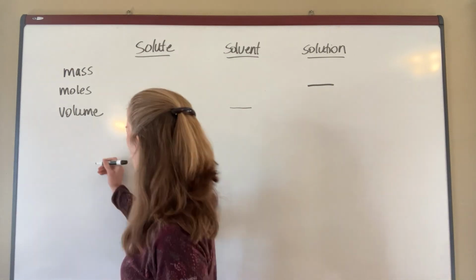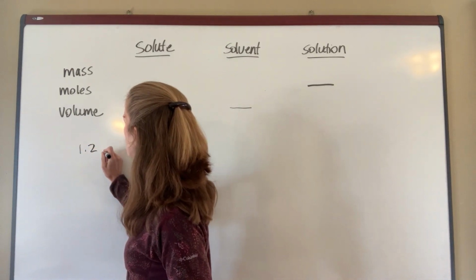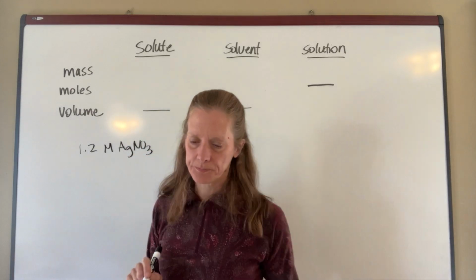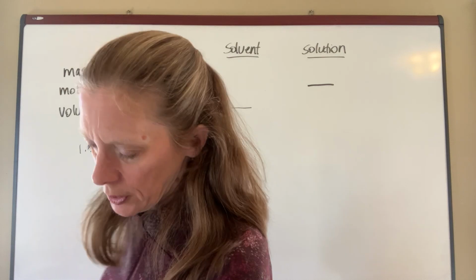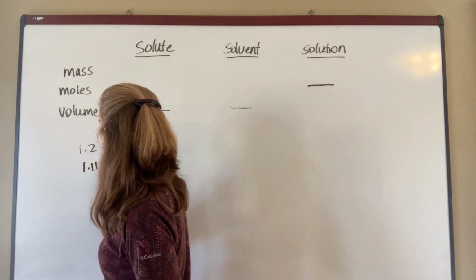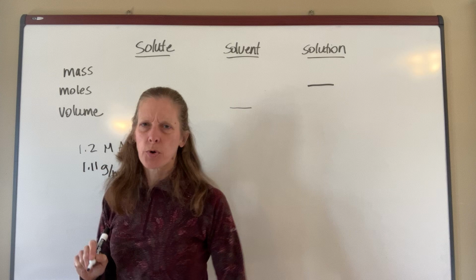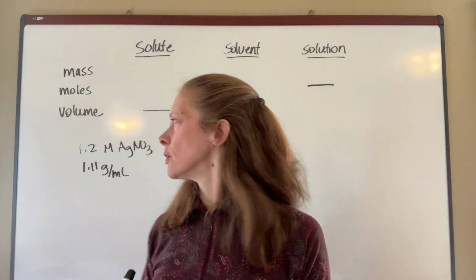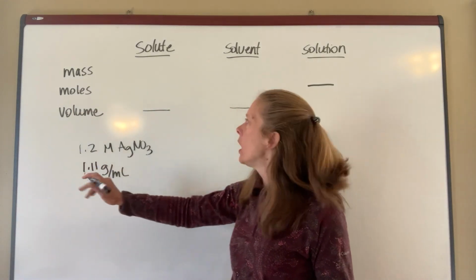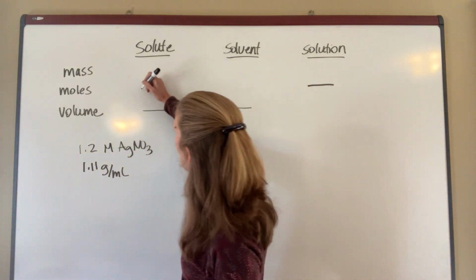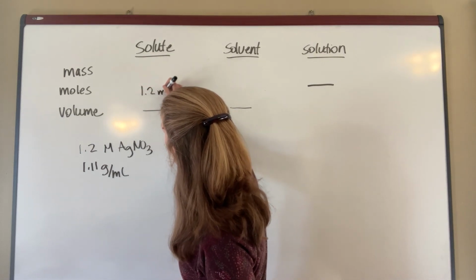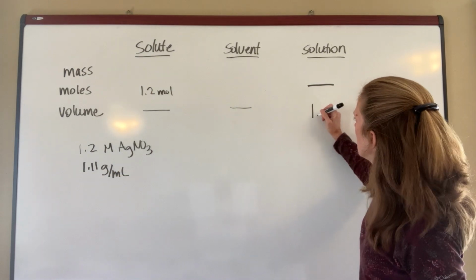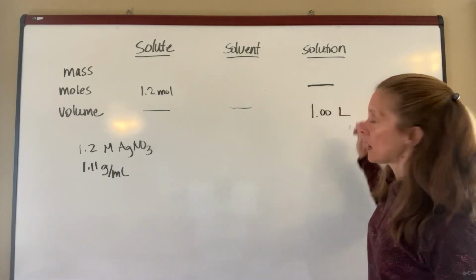I know that I have 1.2 molar silver nitrate, AgNO3. Okay, so it's 1.2 molar, and the density is 1.11 grams per milliliter. So what information from that do I know? Okay, well, if it's 1.2 molar, what that tells me is that I have 1.2 moles of solute for every 1 liter of solution.